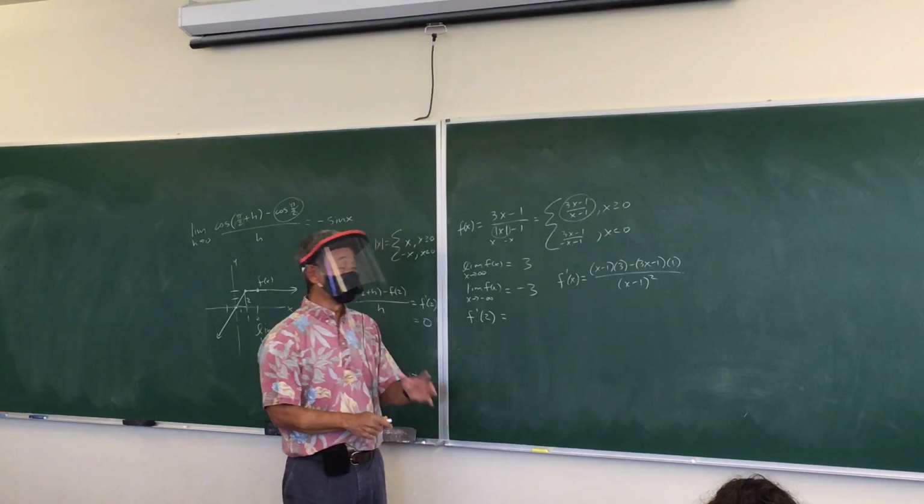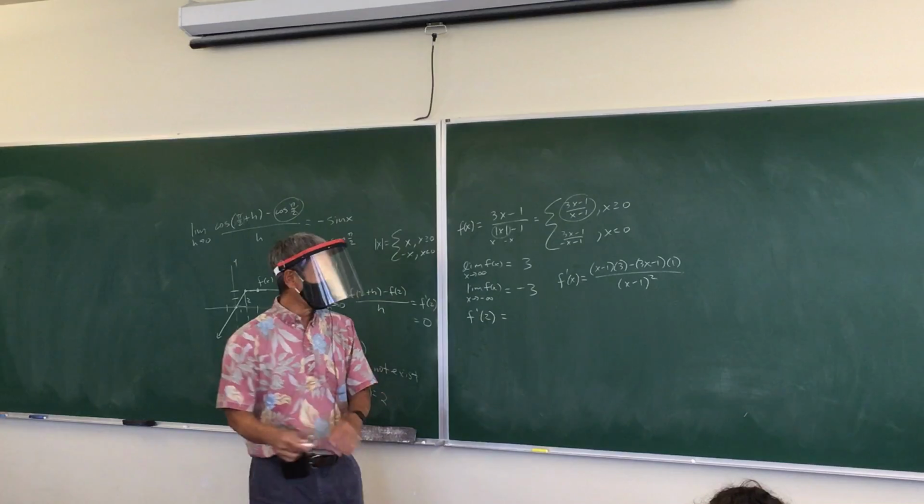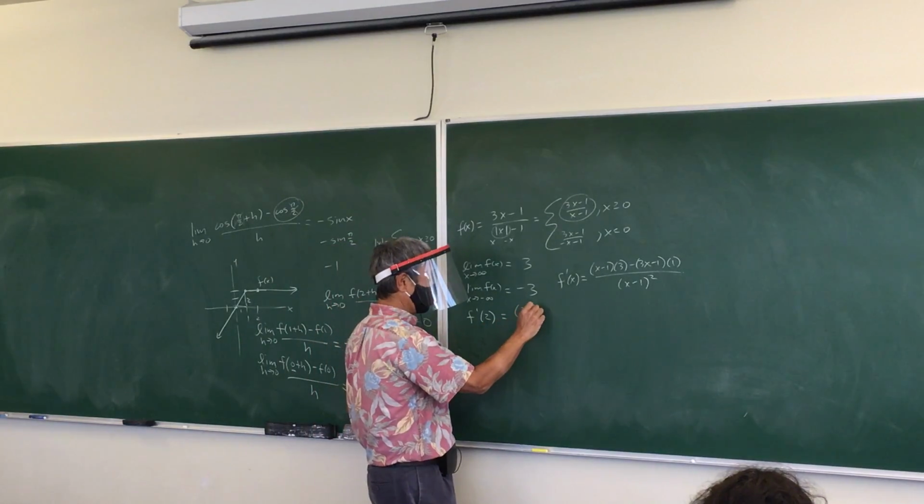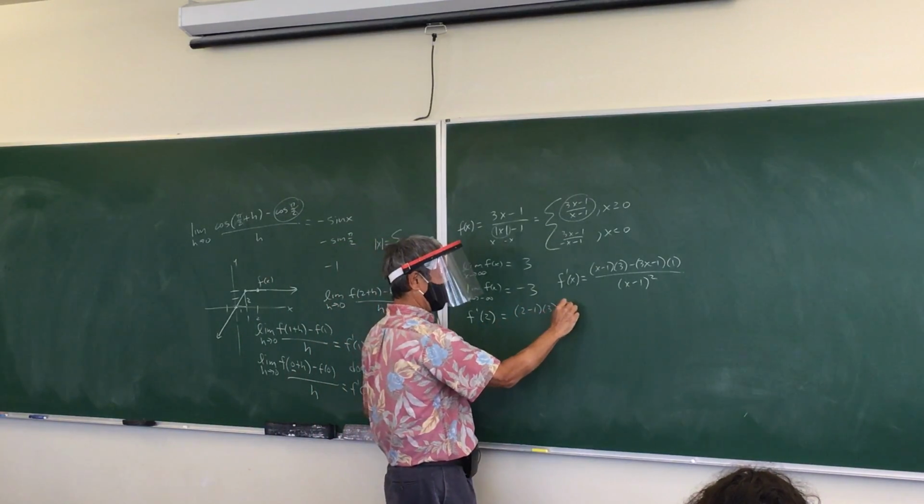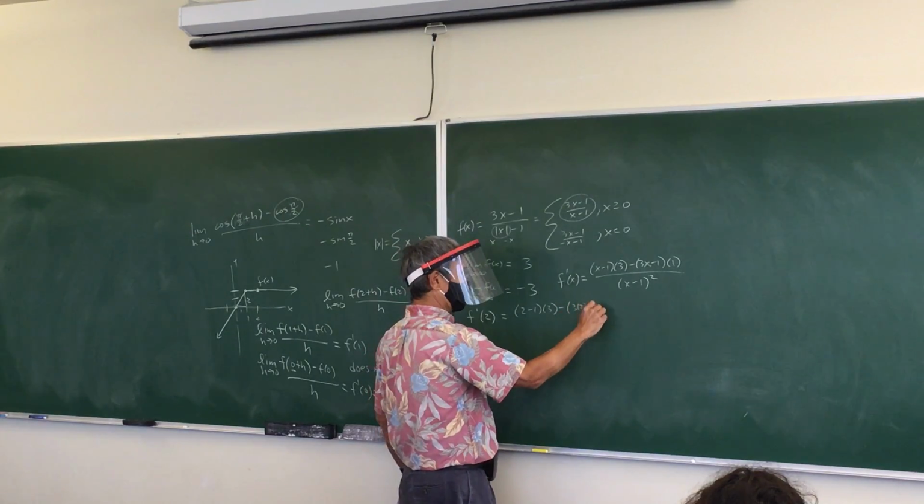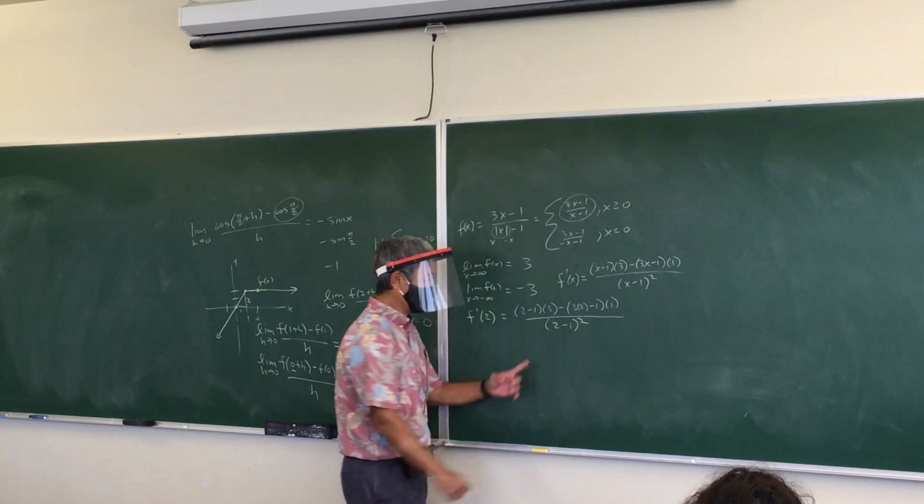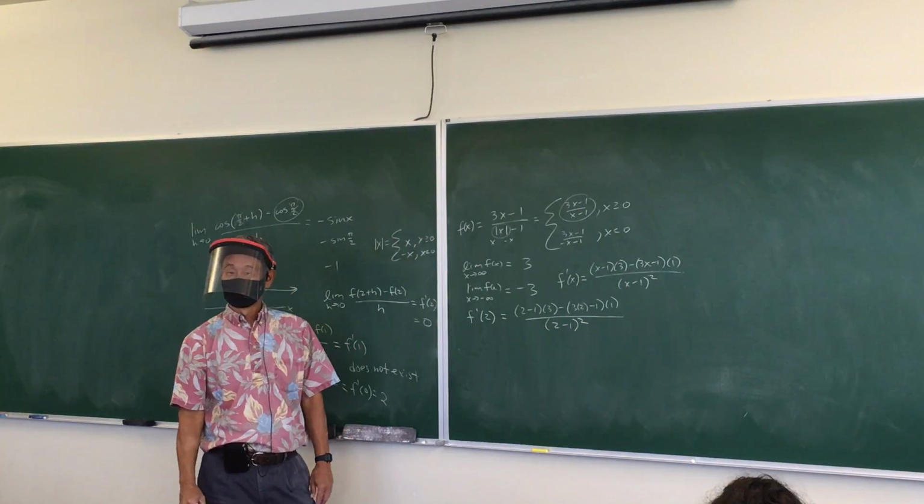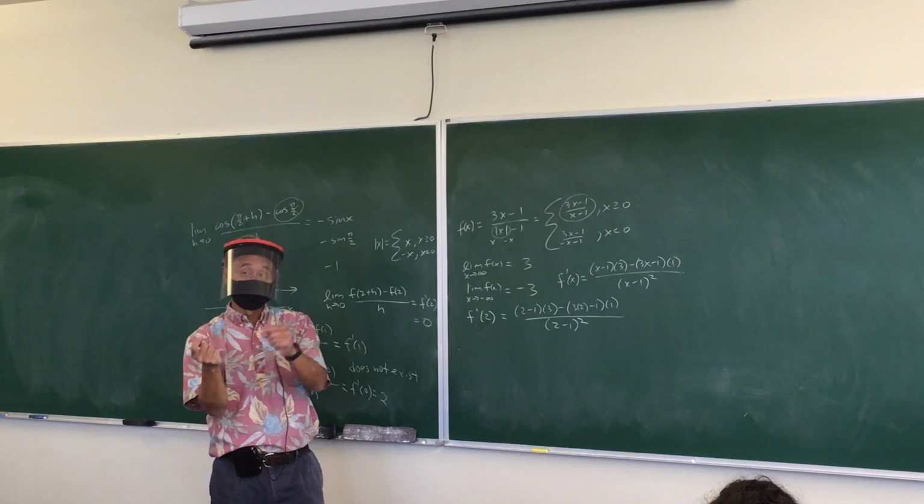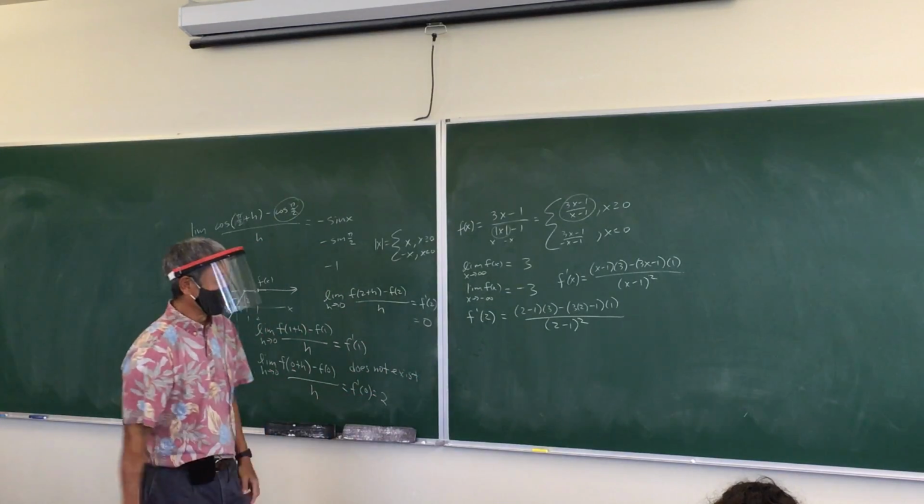So just plug in 2. You guys can plug, and remember, when you plug in 2 on the free response, all you have to do is this: 3 times 2 minus 1 times 1 all over 2 minus 1 squared. That's full credit on the AP exam. They just want to see you're plugging it into the right thing.